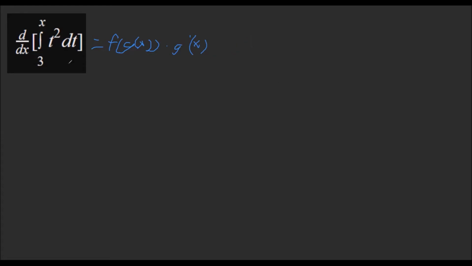Anyways, we can substitute g of x in with x, and so this is actually equal to f of x times the derivative of x, which is 1. So now all we have to do here is substitute t squared in for f of x. So this entire derivative is equal to t squared.